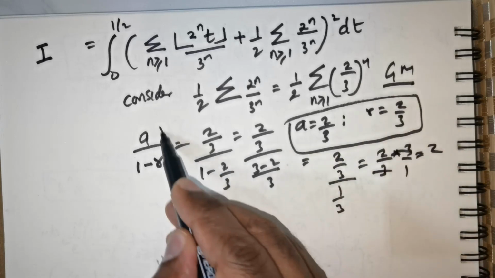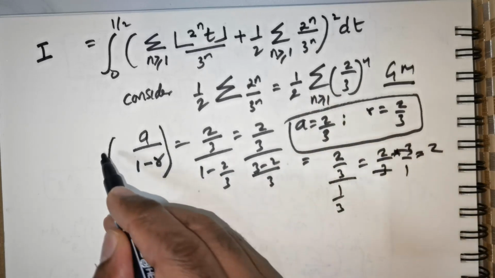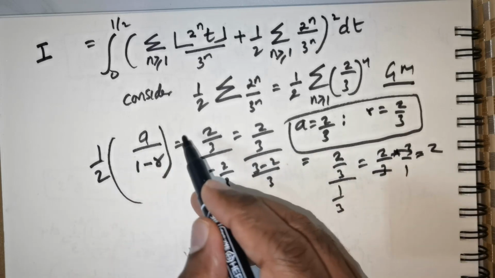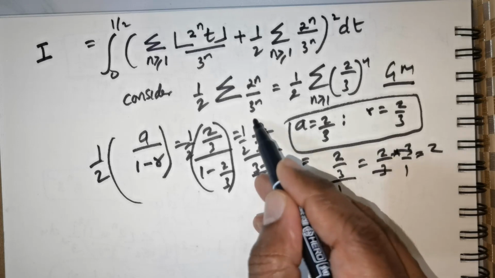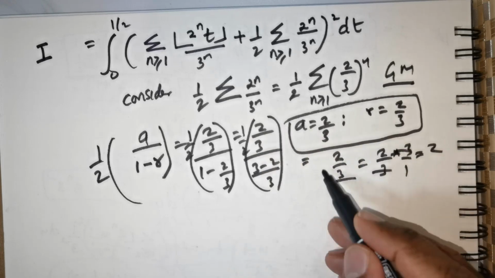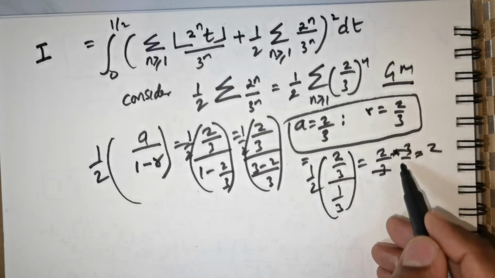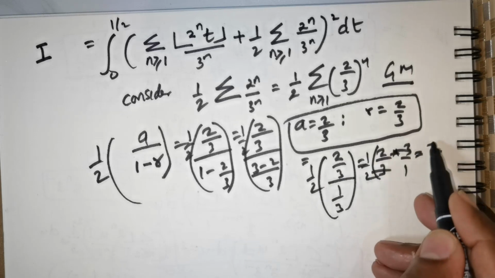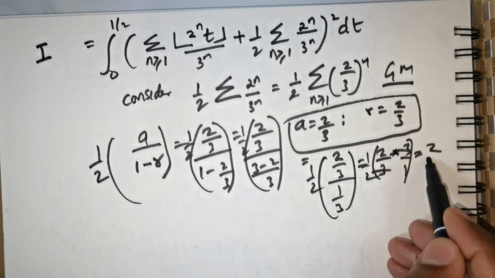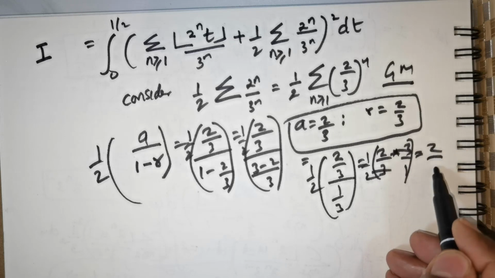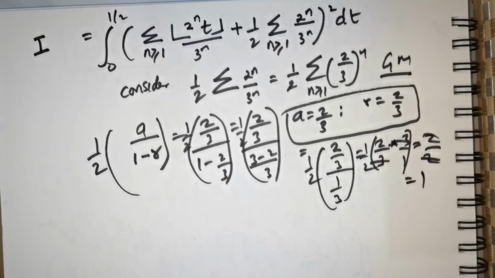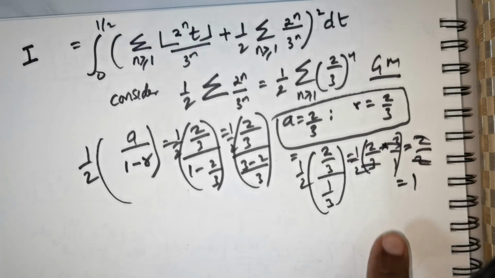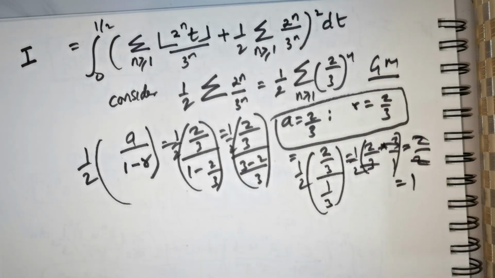But this has a 1 over 2. So don't forget that 1 over 2. If I were to place that 1 over 2, the outcome will be 1 over 2 multiplied with this entire quantity. So I got 2 multiplied with 1 over 2. So that would mean the outcome is going to be 1. So now what I wish to do is, I will utilize this 1 over here.